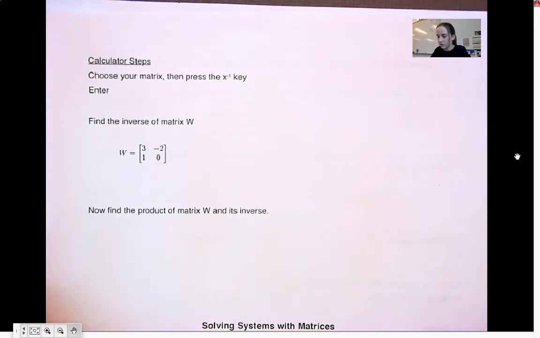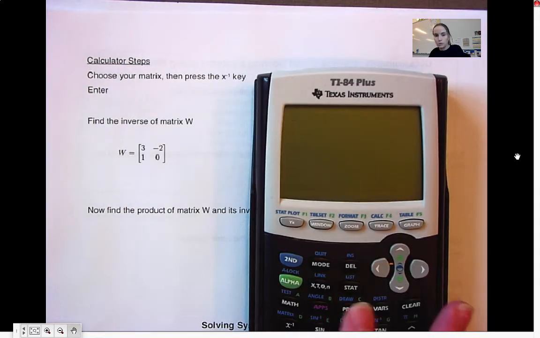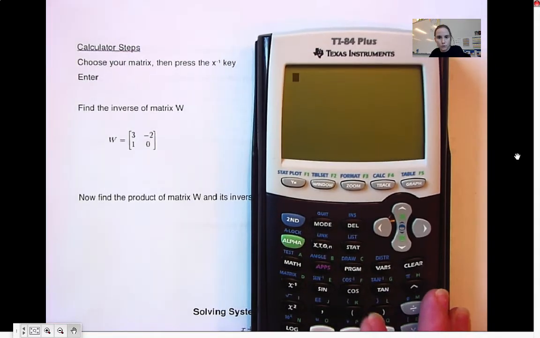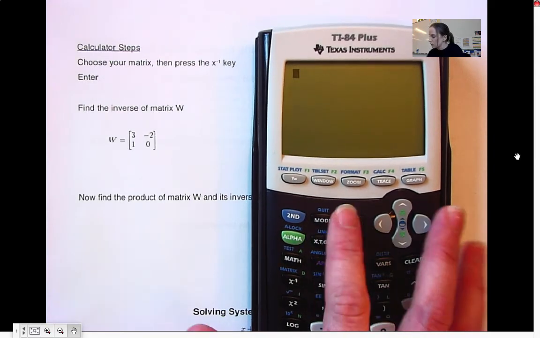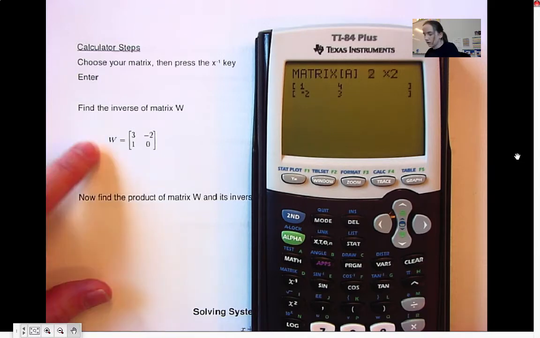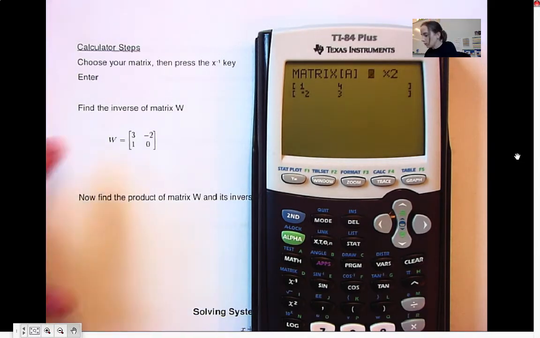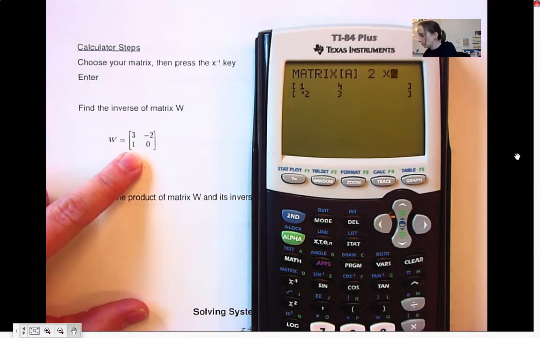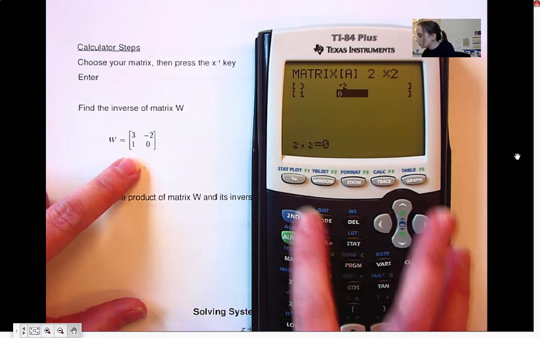We're going to do this on the calculator. Well, first we need to put the matrix that we're given in the calculator. So go second matrix, go over to edit, and I always go to matrix A. We're going to do a 2 by 2 here, which mine is already set up for. 3, negative 2, 1, and 0. And quit that screen.